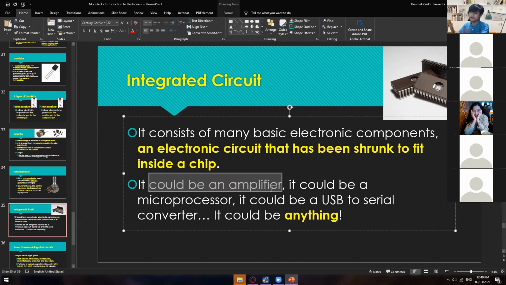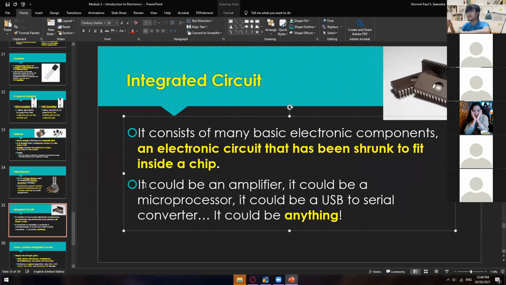So it could be an amplifier, a microprocessor, a USB serial converter, or it could be anything. That's because we have multiple components inside which are programmed to do such a thing. That is why it could be anything. That depends on the creator, who put the components inside of it, and how they program it. So this is the last basic component that we'll discuss.